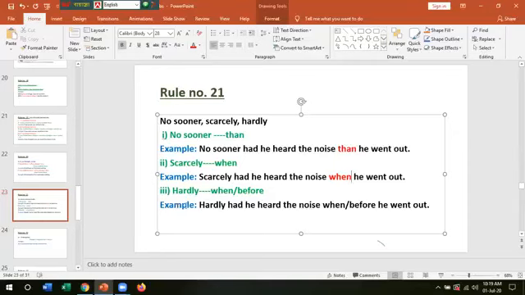Then the third one, hardly. If there is hardly, we can choose anyone, when or before. Hardly had he heard the noise when or before he went out. It is your wish or your choice that you can use when or before. Both are correct. So this is our rule number 21. If there is no sooner, then we will use than. If there is scarcely, then we will use when. And if there is hardly, we will use when or before.